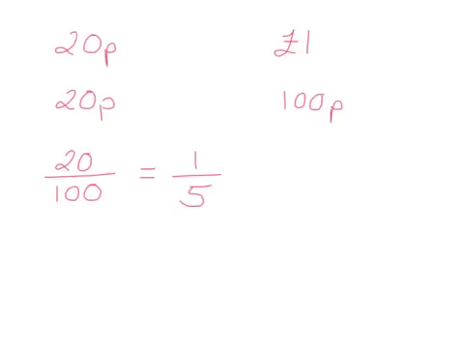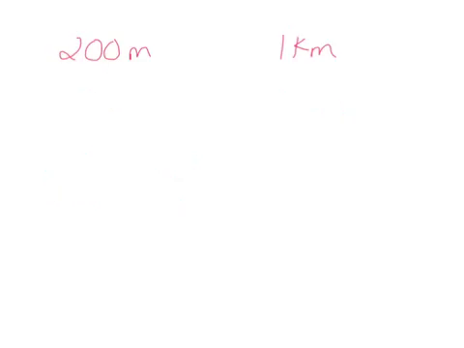We'll do one more example like that. So in this example, my units don't match. I've got 200 metres and 1 kilometre. To begin to compare them, they both need to be in the same unit. I'm going to make them both into metres. So 200 metres is in metres, and my kilometre is going to become 1,000 metres.